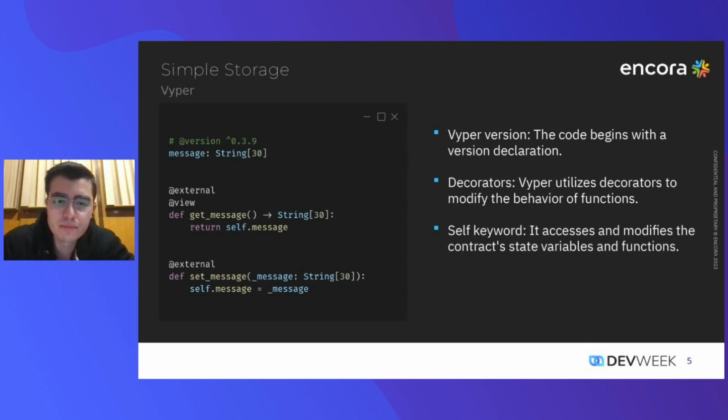As you can see on your left, we have the version defined. Currently, Vyper is at 0.3.9. We have a message storage variable that is size 30. One little needed trick about Vyper is that you have to define the size of a variable before you use it. That means that there aren't dynamic arrays or lists on Vyper by default.